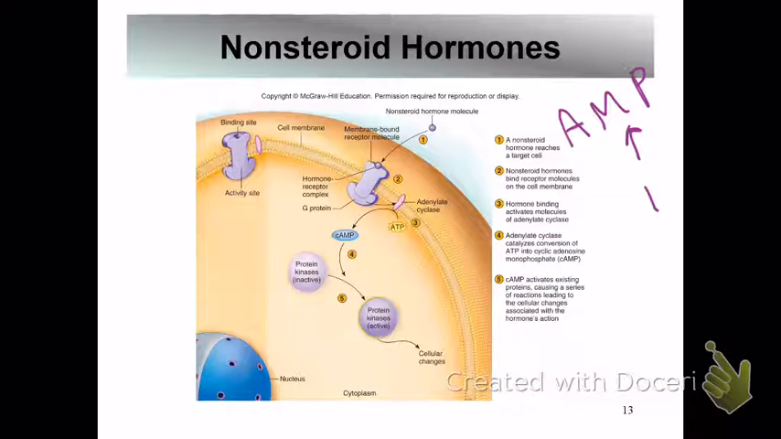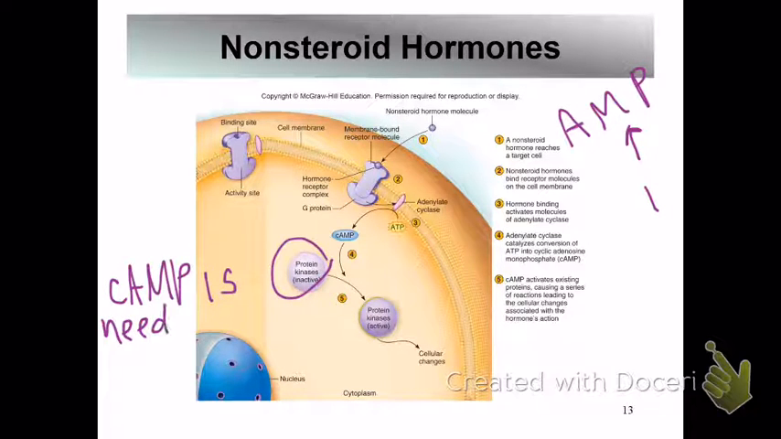But cAMP is needed to activate the protein kinase. So write that in on this slide or on this card. cAMP is needed to activate protein kinase.